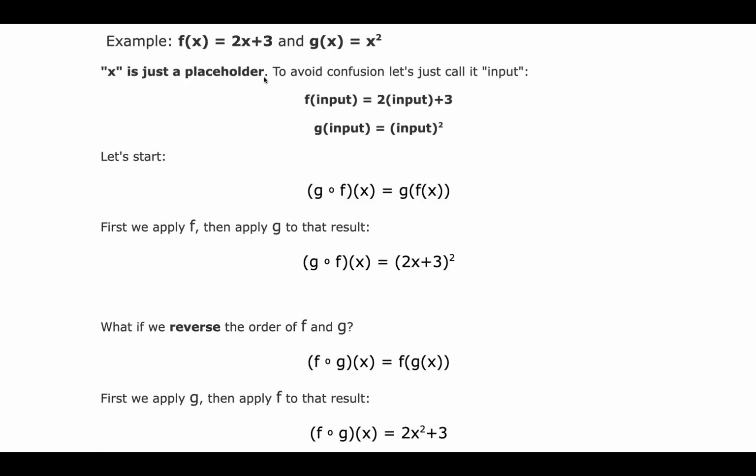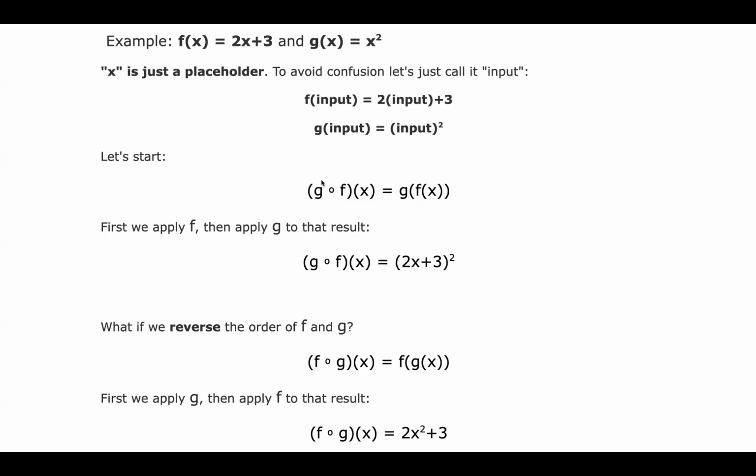X is just a placeholder. To avoid confusion, let's just call it input. Okay, x is called input here just for understanding. F of input is equal to 2 into input plus 3, that is 2x plus 3, and g of input, that is g of x, is input square. Okay, now let's start. G composite f of x is equal to g of f of x.